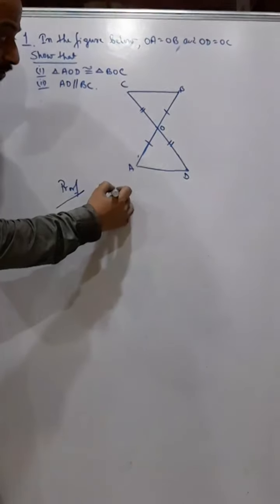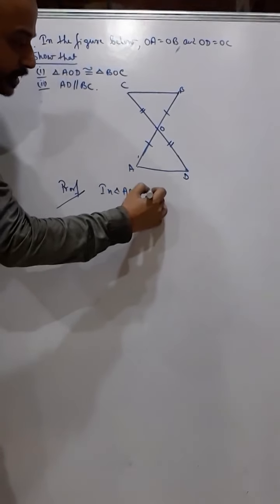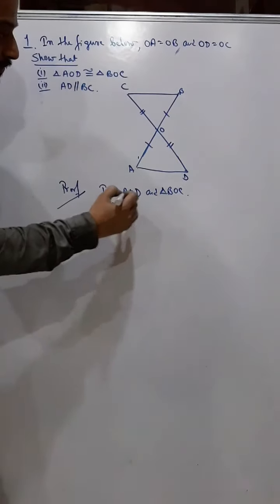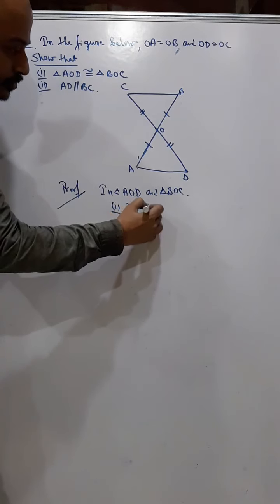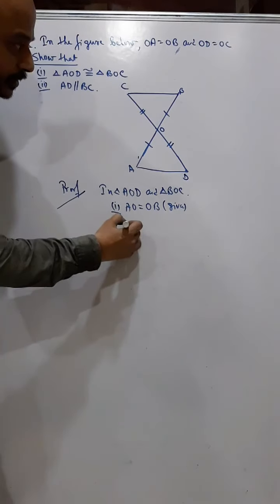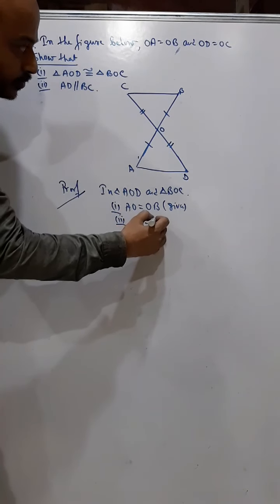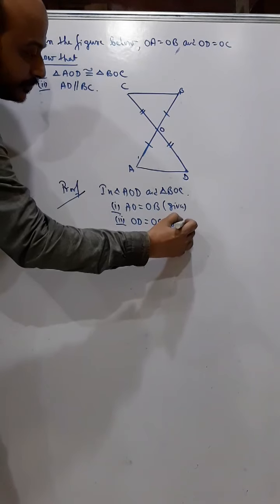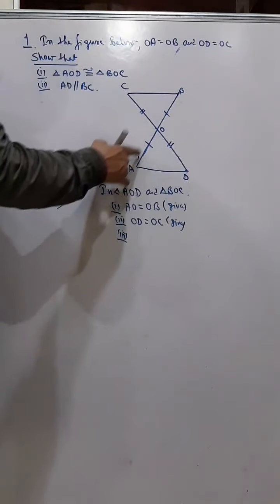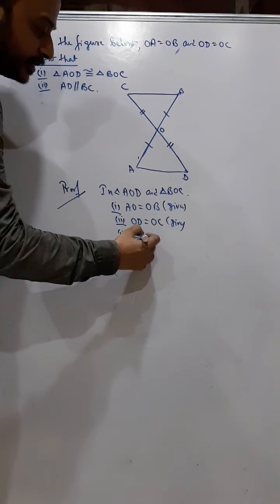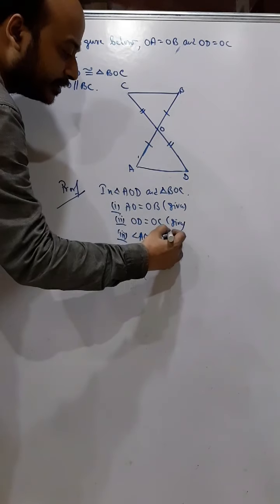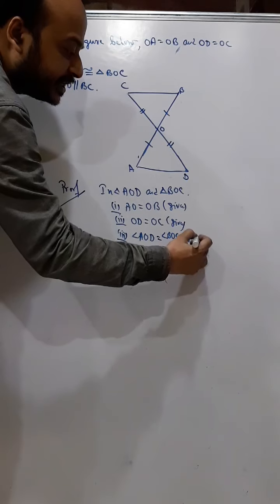So first we'll write in triangle AOD and triangle BOC. The first thing we can say is that AO equals OB. The reason is given. Number 2, we can say OD equals OC. That is also given. And number 3, we can say angle AOD is equal to angle BOC. Now this one we say is vertically opposite angles.